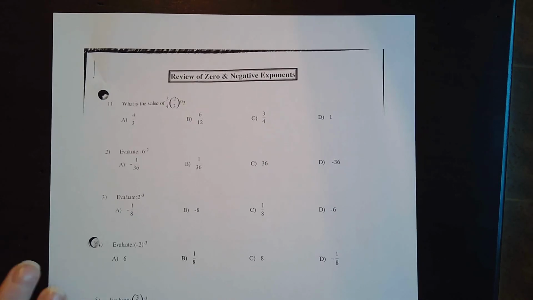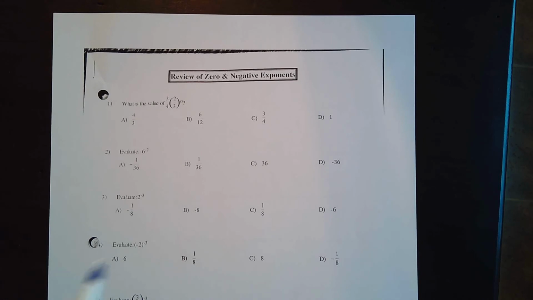Hello everyone. We are going to do some review today of zero and negative exponents. So let's start off with number 1. It wants to know what is the value of 3/4 times 2/3 to the 0 power.